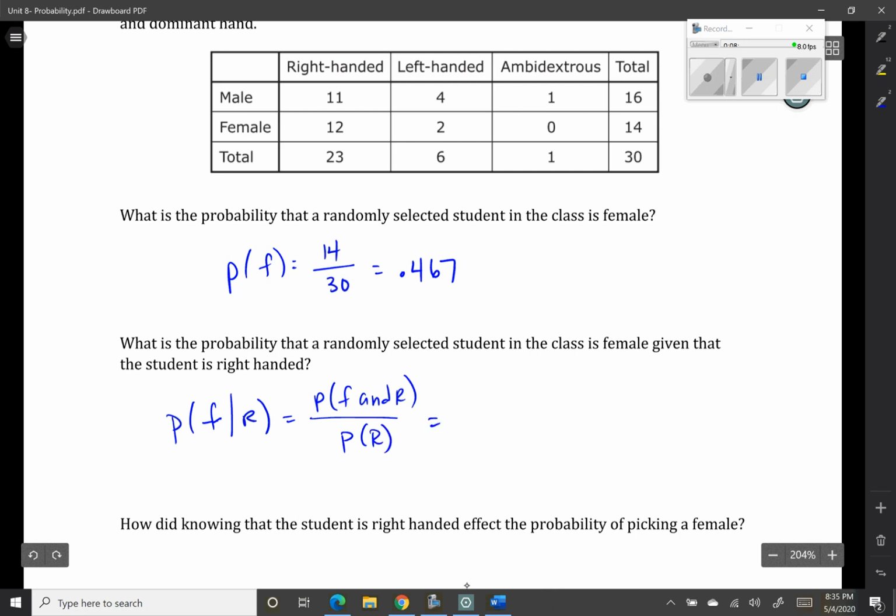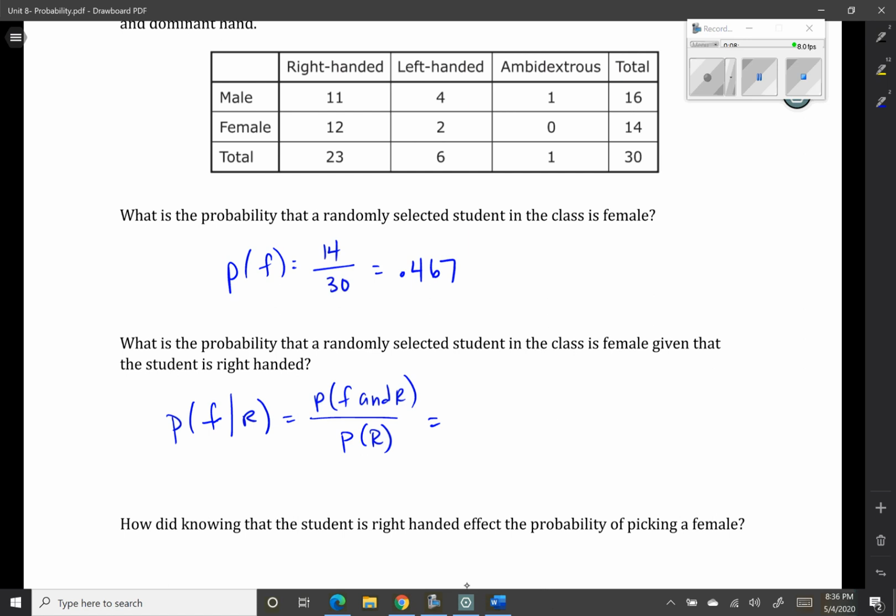Now I know we can just look at the chart. We could just look at the chart and say, what are the right-handed people? How many of them are female? And do it just like we did in lesson 2. The goal of today's lesson is to be able to use this new rule because we are going to need it as we move forward in the chapter.